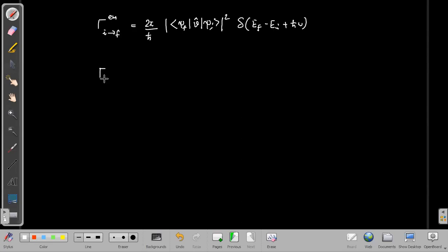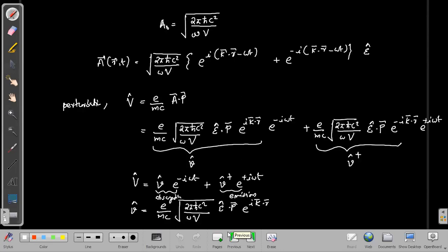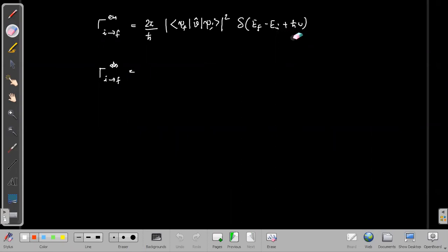And what is the transition rate corresponding to the absorption? Sorry, I have to rewrite it. e raised to minus i omega t stands for absorption. Sorry, what I said earlier was correct. So this stands for absorption, because this will lead to E_f minus E_i minus h cross omega. So that stands for absorption.